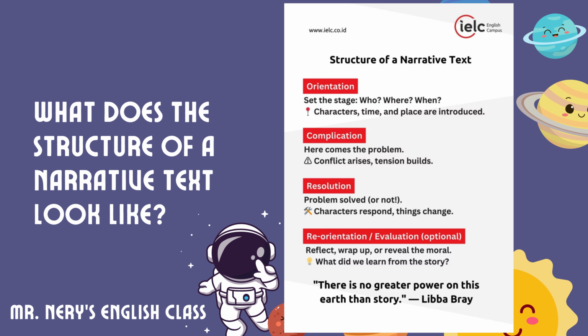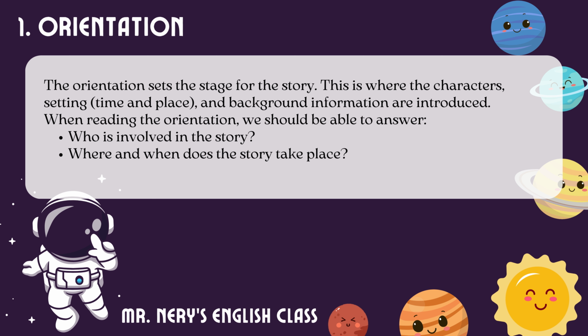What does the structure of a narrative text look like? 1. Orientation. The orientation sets the stage for the story. This is where the characters, setting, time and place, and background information are introduced. When reading the orientation, we should be able to answer: who is involved in the story? Where and when does the story take place?